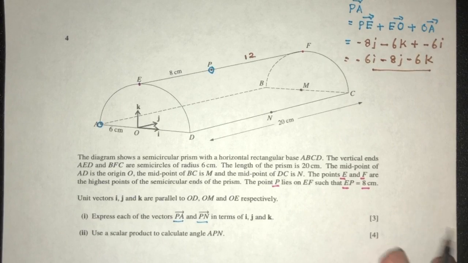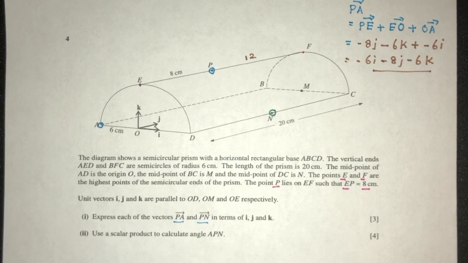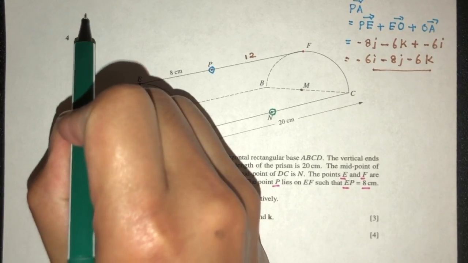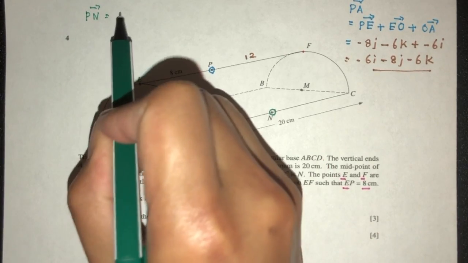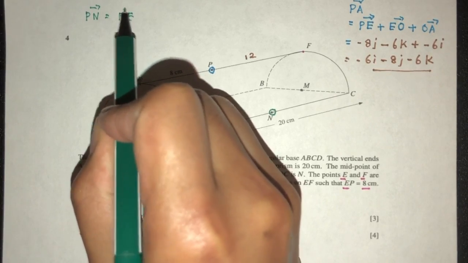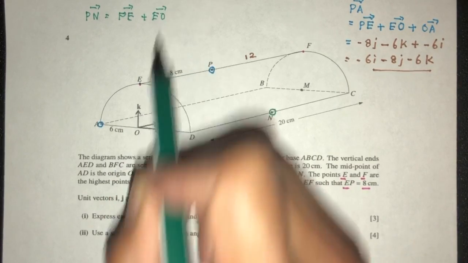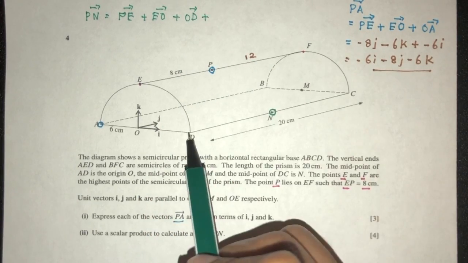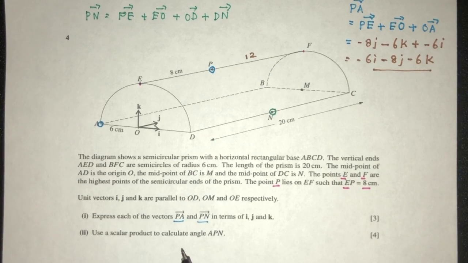The next one, we have to find PN. From P going to N is right here. Again, step by step, no need to rush. What is the first thing you can do? From P, I can go to E. Again, P going to E. From E, I can go back to O. And from O, I can go to D. O going to D, and then D going to N. As you can see, step by step, we were able to move from P to N.